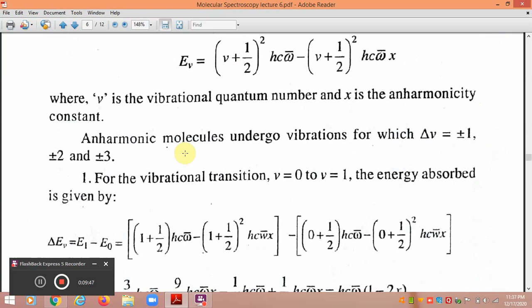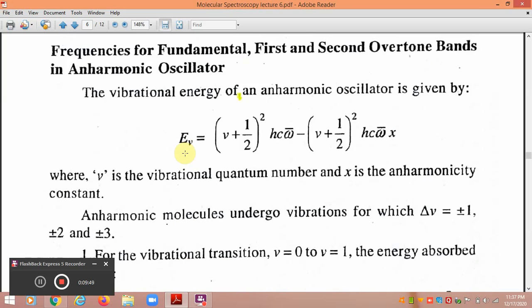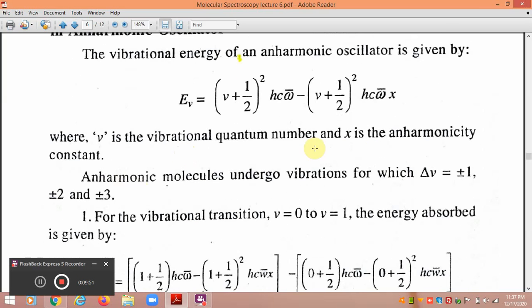So in this case we will be able to get the frequency, but the selection rule for the anharmonic oscillator is not delta V equal to plus minus 1 only. It shows different selections: delta V equal to plus minus 1 also, plus minus 2 also, and plus minus 3.